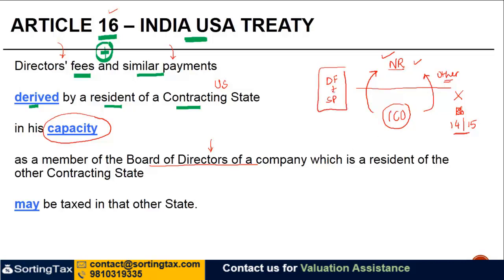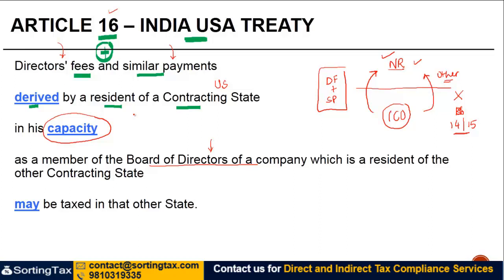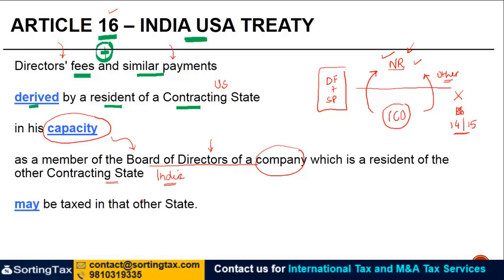Article 16 is applicable only for payments in the nature of director fees or similar payments which have been derived by this resident in his capacity as a member of the board of directors. Of which company? Of a company which is a resident of the other contracting state. This company is not a resident of the country where the non-resident is a resident. It's a resident of the other contracting state. In this particular case, it is India. May be taxed in that other state. Other state here refers to India. So if a non-resident is acting in the capacity of a board member of an Indian company, and director fees or similar payments are made to him in his capacity as a director, such payment may be liable to tax in India.